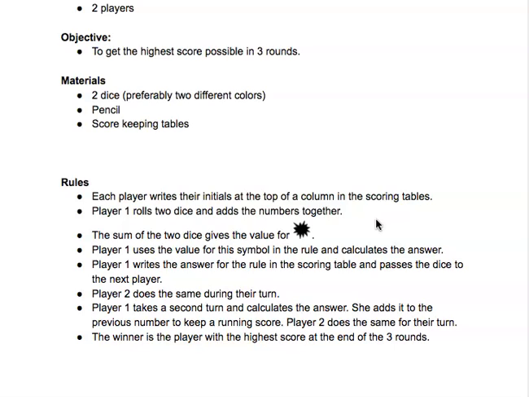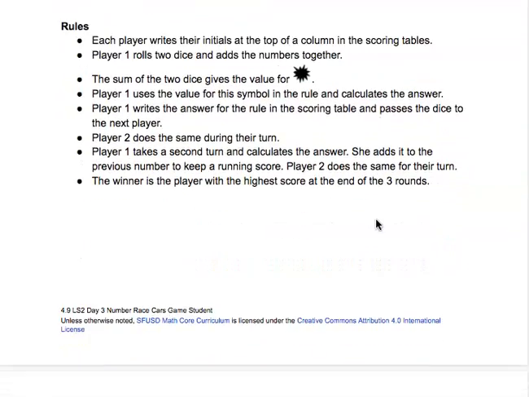Player 2 does the same thing. Player 1 then takes a second turn and calculates the answer, and you add it to your previous score, while Player 2 does the exact same thing. And the winner is the player with the highest score at the end of 3 rounds. Okay, let's look at an example.